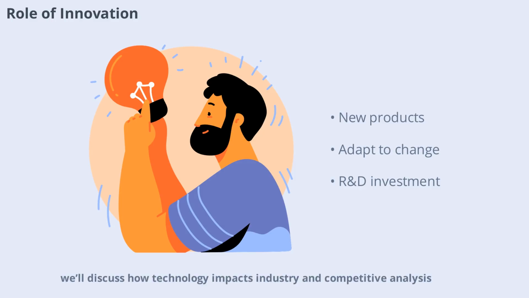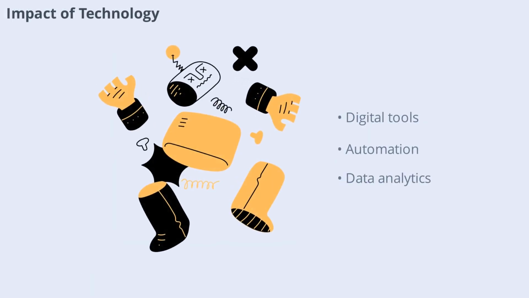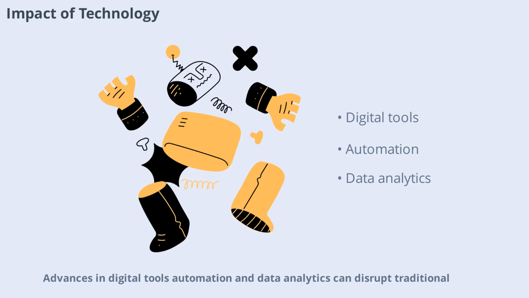Next, we'll discuss how technology impacts industry and competitive analysis. Technology has a profound impact on industries and competition. Advances in digital tools, automation, and data analytics can disrupt traditional business models and create new opportunities. Companies that leverage technology effectively can improve efficiency, enhance customer experience, and gain a competitive edge. Staying updated on technological trends is crucial for strategic planning.